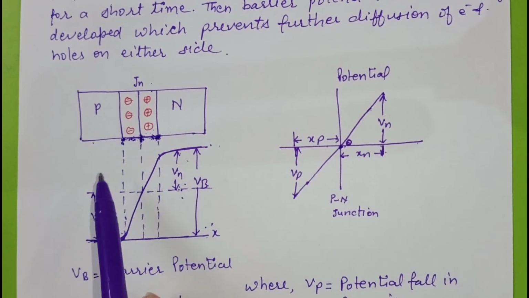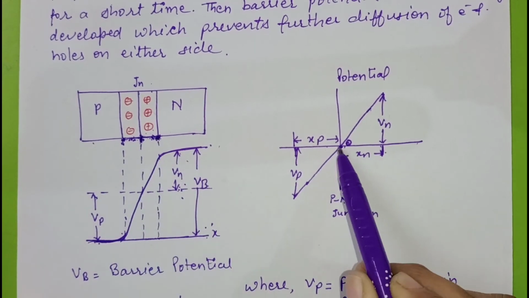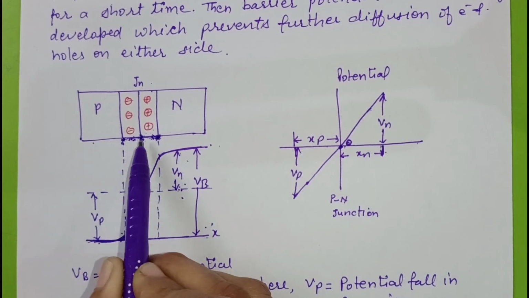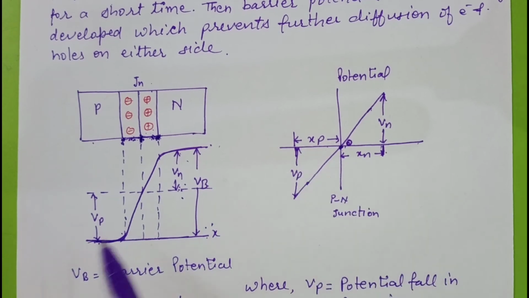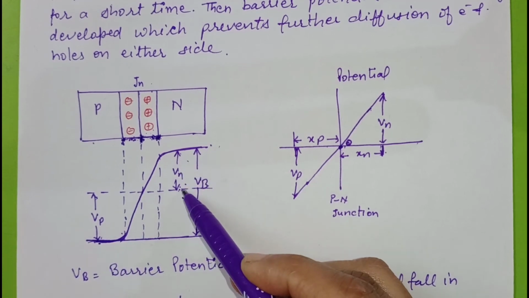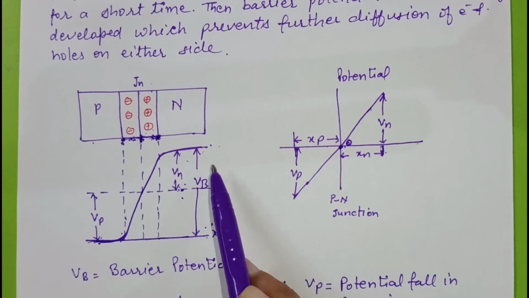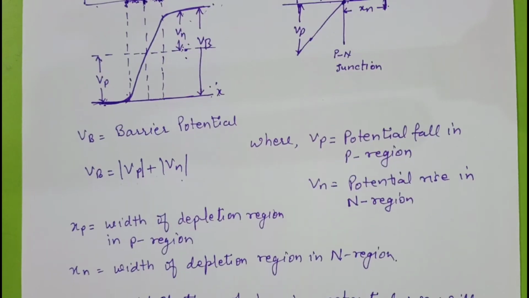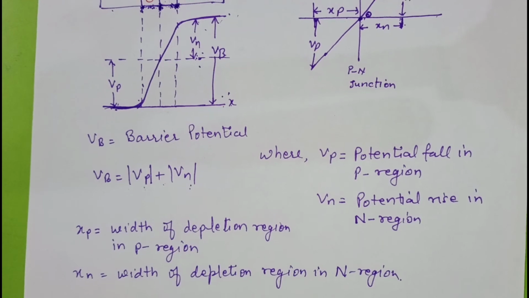Here the width of the depletion region from the junction in the n region is represented in this graph as xn, and in the p region it is xp. Here from the junction it is xp, and this is the potential. Vp is the potential fall in the p region and Vn is the potential rise in the n region. So the total barrier potential, the height of the barrier potential, is Vb. This Vb equals Vp plus Vn. Now we will derive this Vb.